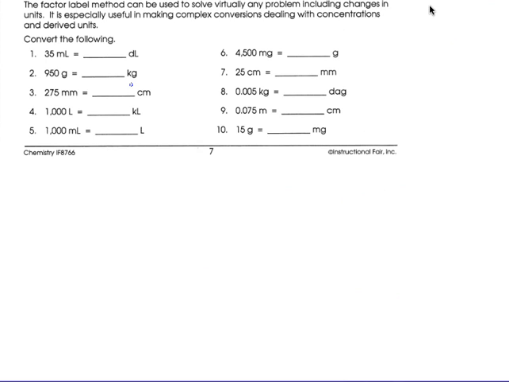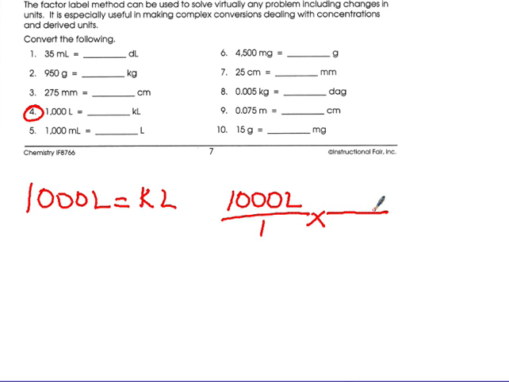Okay, now we're going to start again fresh. Start with number 4. 1,000 liters equals how many kiloliters? We have 1,000 liters. We know that for every 1,000 liters, we have 1 kiloliter. Kilo means 1,000 of the base units. Our liters cancel, our 1,000 cancels, and we're left with 1. So we have 1,000 liters equals 1 kiloliter.